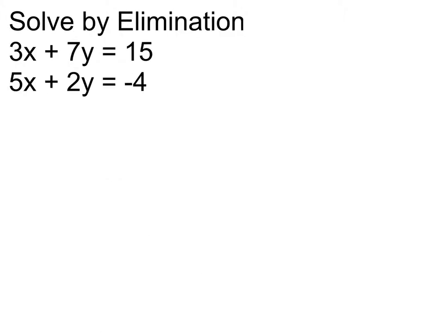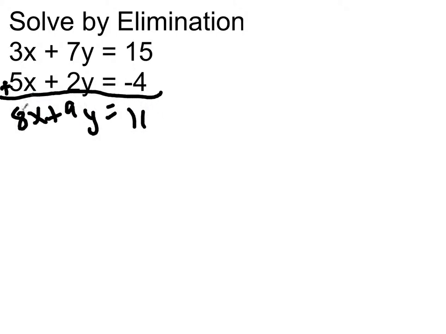Alright, let's do an example that's not so straightforward. Here, if I were to add these two together, it wouldn't really help me. I would get 8x plus 9y is equal to 11. And that's fine. I have another equation that has the same solution in this system of equations, but it doesn't help me at all because I still have two variables, x and y.